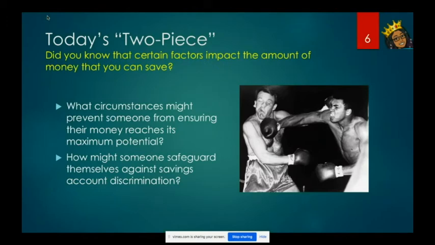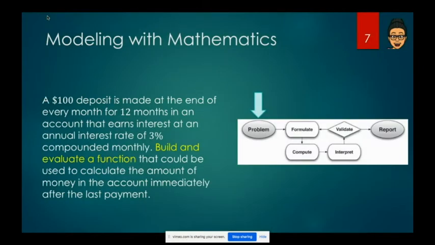Well, I think I had some questions in mind as I was building out my table and my function. Like, for example, what circumstances might prevent someone from ensuring their money reaches its maximum potential? And then how might someone like me safeguard myself against savings account discrimination? That's really deep. Well, while you're thinking about that, I want you to model the problem from last time.